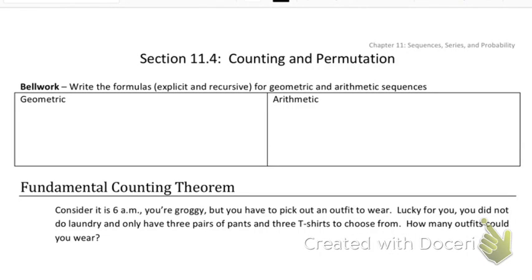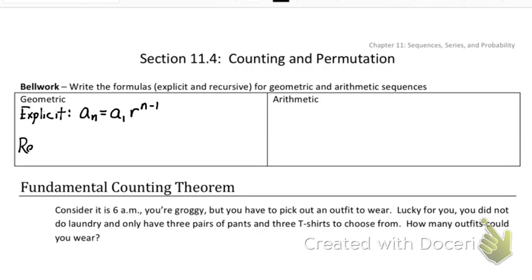Formula. I'm going to start with my explicit formula. Whoa, that erases. That writes explicit. And my explicit formula for geometric is going to be a sub n equals my first term times our common ratio to the n minus 1.